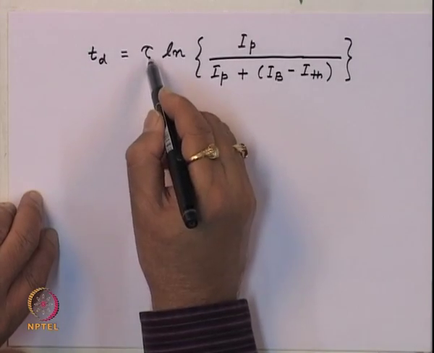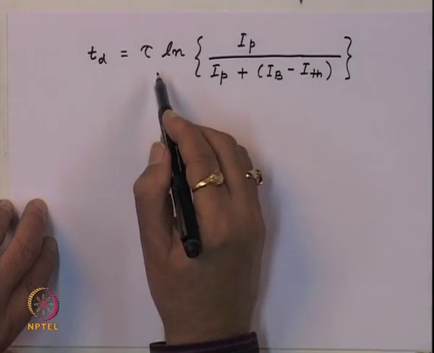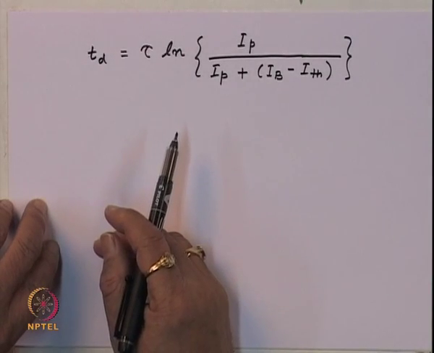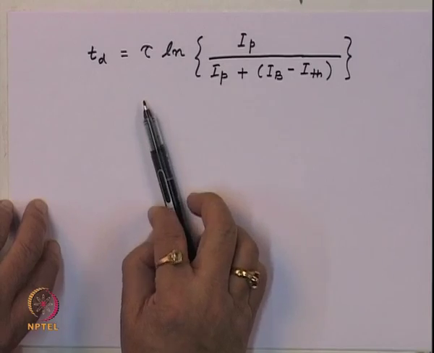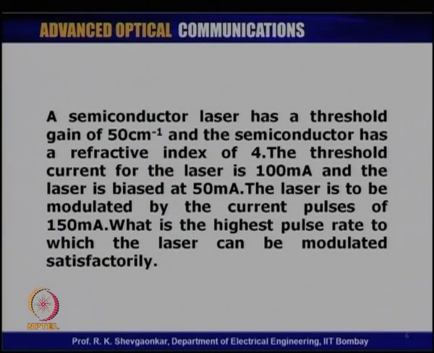Now, tau is the lifetime of the carrier, and this is to be calculated from the data given in the problem. The problem says: a semiconductor laser has a threshold gain of 50 per centimeter, and the semiconductor has a refractive index of 4. The threshold current for the laser is 100 milliamperes, and the laser is biased at 50 milliamperes. The laser is to be modulated by current pulses of 150 milliamperes. What is the highest pulse rate to which the laser can be modulated satisfactorily?